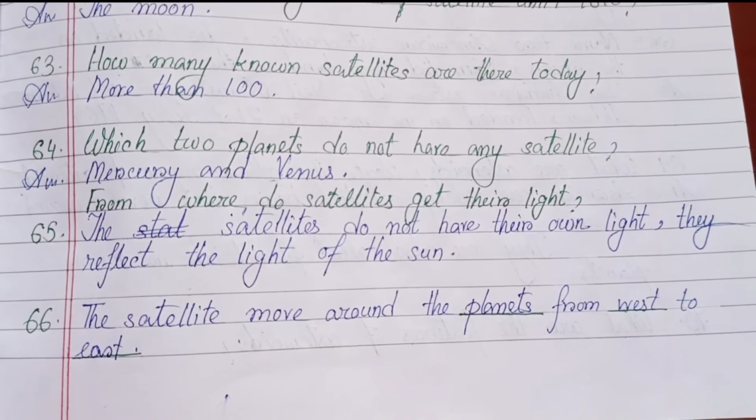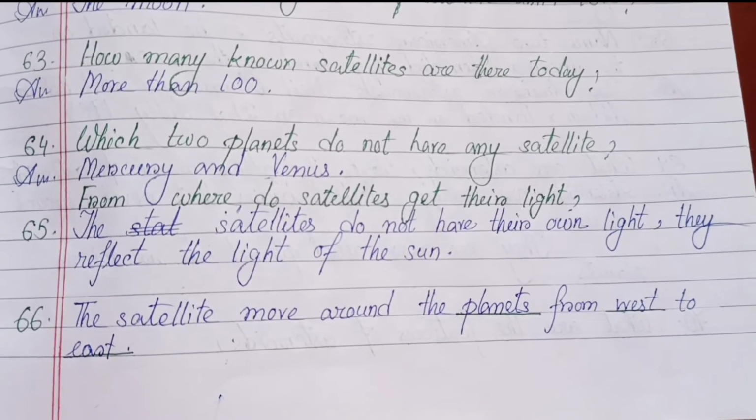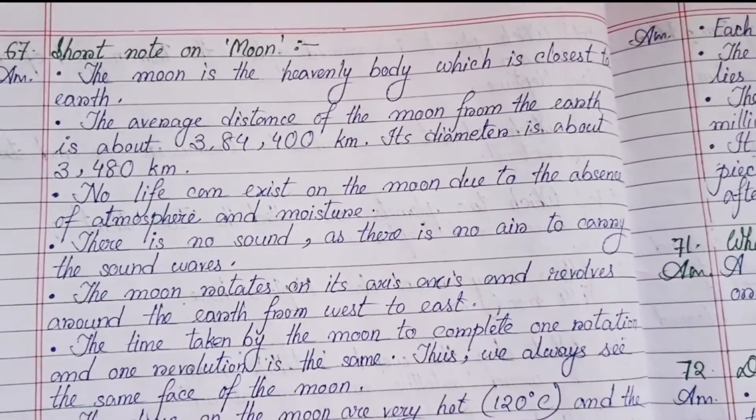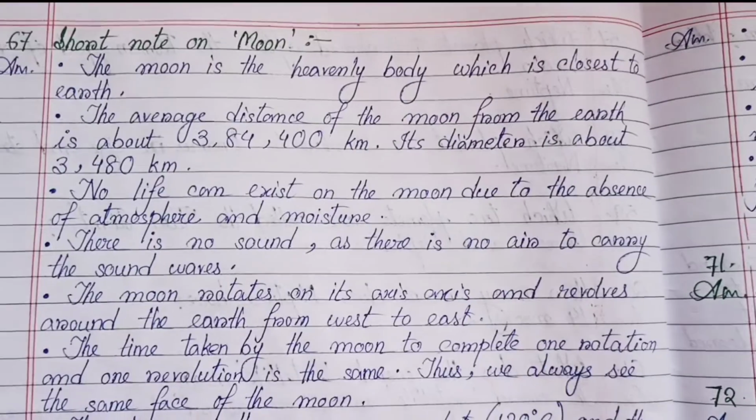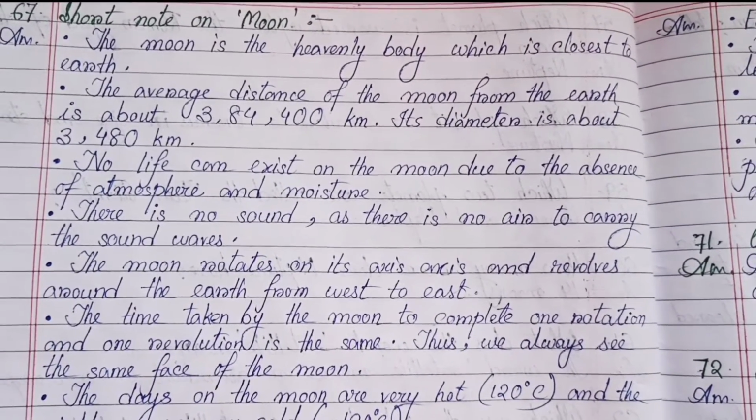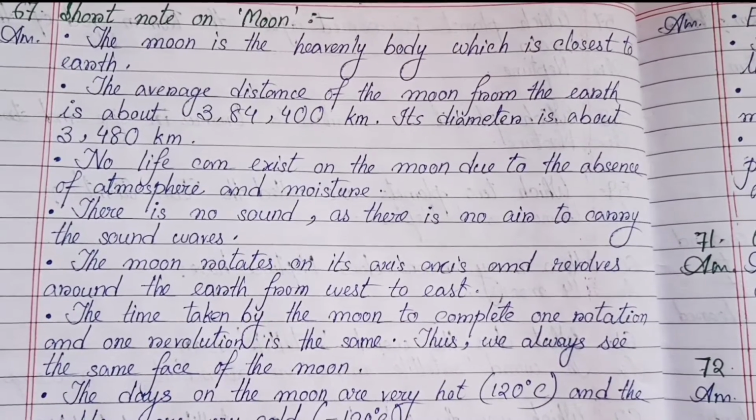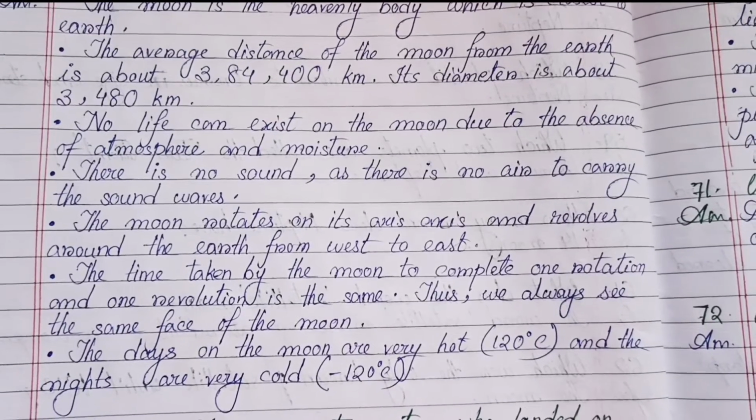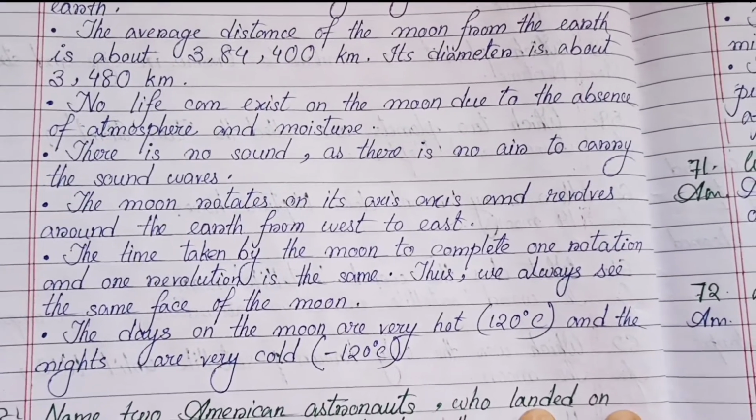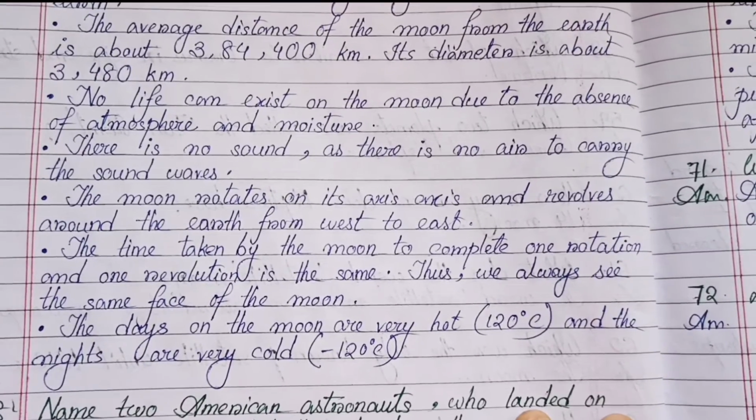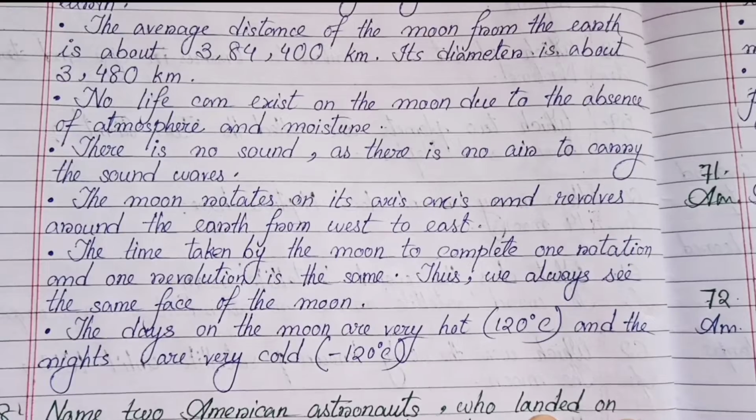Number 66 is the fill in the blanks. The satellites move around the planets from west to east. Short note on the moon. The moon is the heavenly body which is closest to the earth. The average distance of the moon from the earth is about 3,84,400 km. Its diameter is about 3,480 km. No life can exist on the moon due to the absence of atmosphere and moisture. There is no sound as there is no air to carry the sound waves.